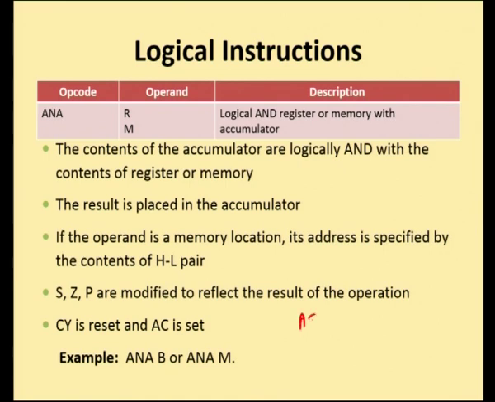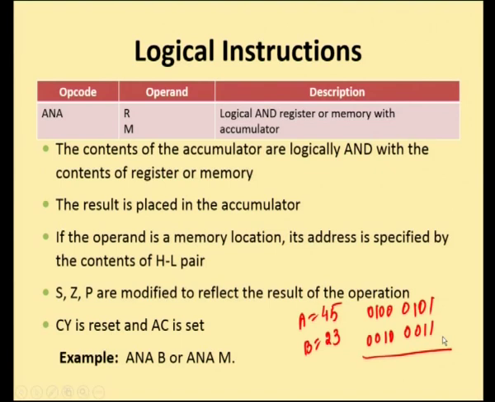Suppose A value was 45, B value was 23. So, how are these two logically performed? First, we have to convert into binary: 0 1 0 0, then 0 1 0 1. For B we have to write 0 0 1 0 0 0 1 1.